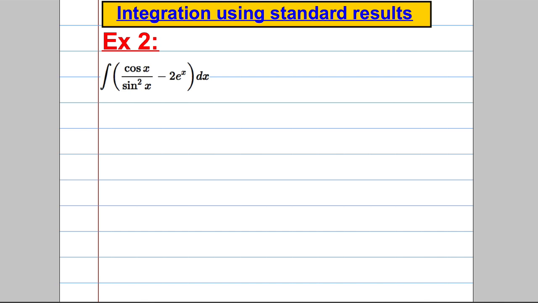Obviously, you can try this if you want in advance, but I'm going to go through this. So the first thing I always like to do is split up the integrand, so they're in two different parts being subtracted. So I'm going to write this as the integral of cosine x divided by, I'm going to split sine squared into sine x multiplied by sine x, and tell that you're integrating with respect to x, subtract, and I'm going to take the 2 out in one move, integral of e to the power of x with respect to x, like that.